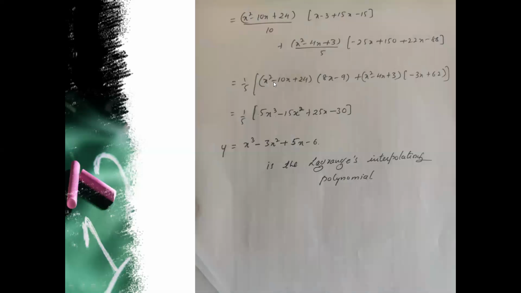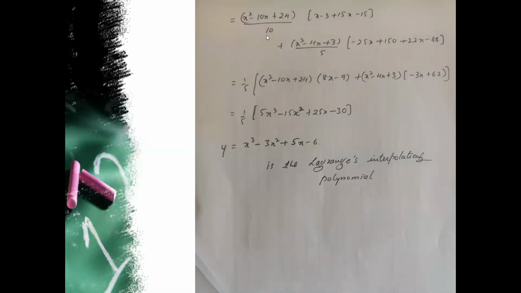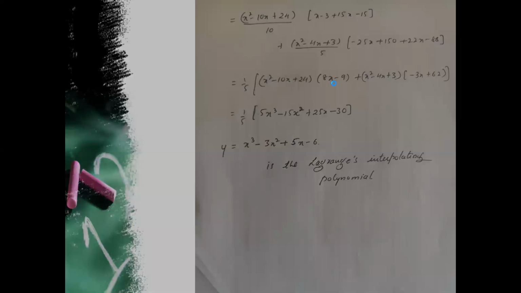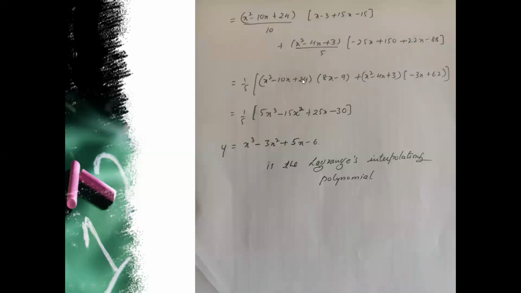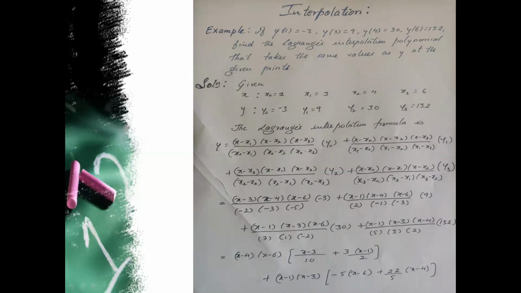We'll get x square minus 10x plus 24. This simplification, x square minus 10x plus 24 divided by 10, LCM is taken. So taking LCM, we get x minus 3 plus 15x minus 15. Now in the second term here, x minus 1 into x minus 3 will give x square minus 4x plus 3. So that is written x square minus 4x plus 3 here, divided by 5 is taken LCM.